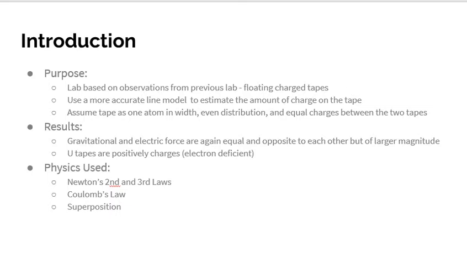My results show that the charge of a piece of tape is equal to the magnitude of the gravitational force acting on the top tape, but of a larger value than that found from the point charge model in Lab 1. Interactions between the charged tapes and other objects reveal that the pieces of tape are positively charged. The physics principles used to come to the conclusions were Newton's second and third laws, Coulomb's law, and superposition. The application of these principles will be explained later in this video.